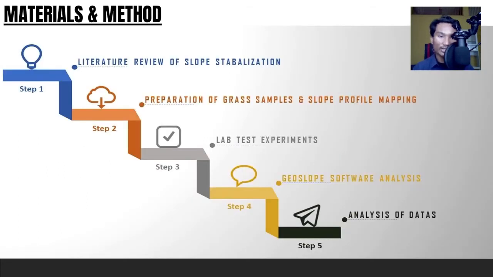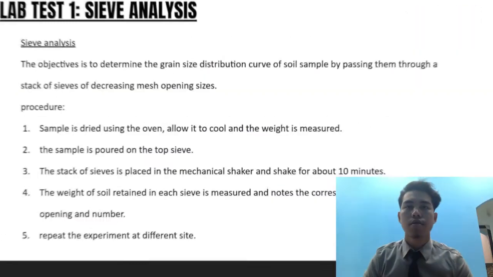Now for the overview of materials and methods. Step 1, we conduct a literature review of slope stabilization. The next step is the preparation of grass samples and slope profile mapping. Step 3 is the lab test experiments, consisting of 4 different types of experiments. Next is the GeoSlope software analysis, and finally the analysis of data gained from the experiments.